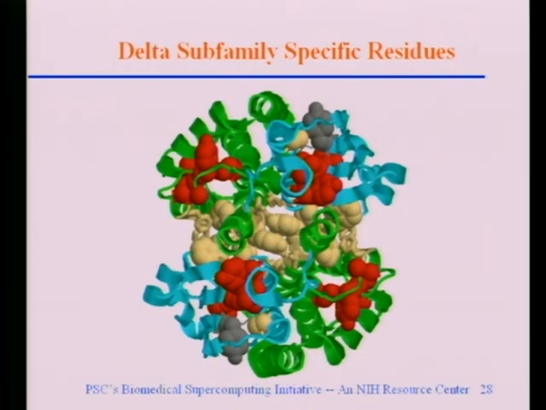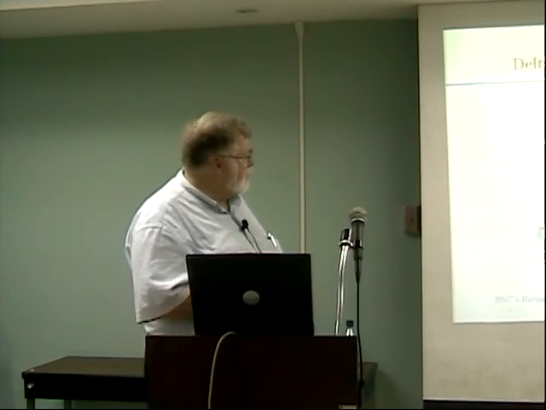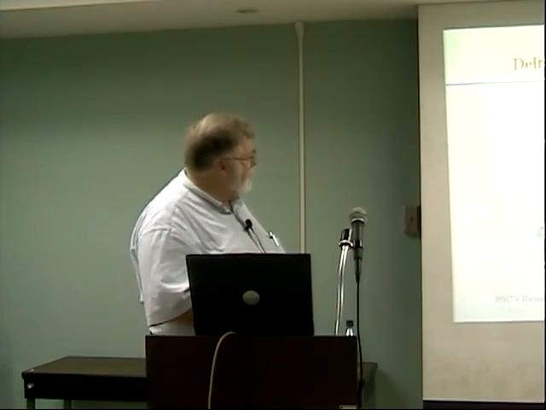If we look at the other end of the tree, the delta subfamily, we can see that out in that part of the tree, the subunit interface is quite different. It's full of aromatic residues, making a much larger sort of gap between the two subunits. Not sure exactly how that fits in, but it's quite a dramatic difference from the ones that we looked at earlier.